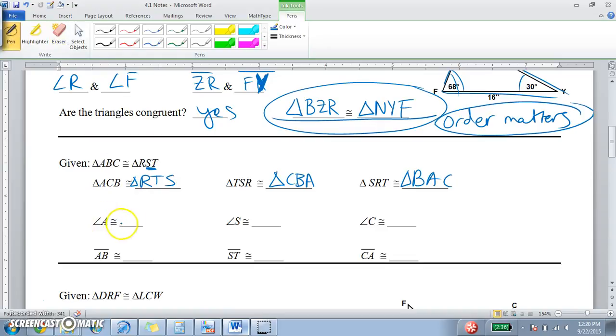So it says angle A matches up with or is congruent to what? Well, angle A is the first letter, angle R is the first letter, so those match up. Angle S is the second one, angle B is also the second one. C is the third one, T is the third one. Segment AB, that's the first two letters here, so I match it up with the first two letters here, RS. ST, those are the second two letters, so I match it up with the second two letters, BC. CA, last letter and first letter, last letter, first letter, TR.